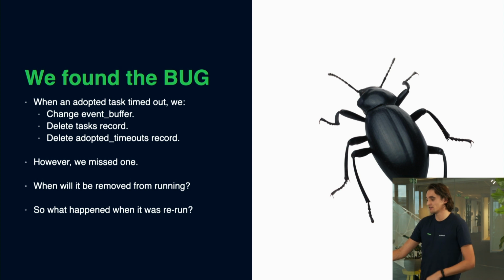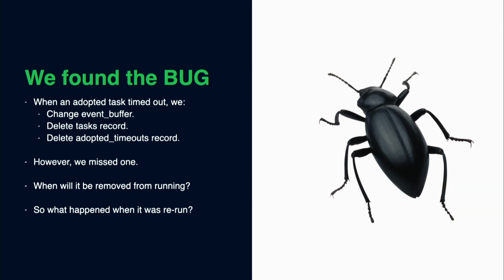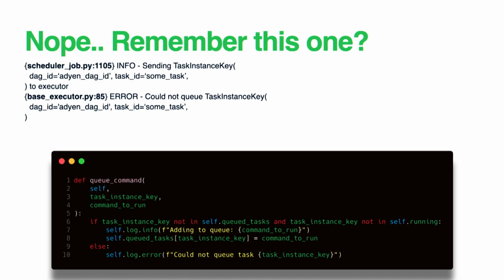Because we changed the event buffer, we deleted the task record, we deleted the adopted time record, but we missed the running record. So was the job still running or not? Well, obviously it wasn't running, because otherwise it would have been updated by that time. So what happened when a task would be rerun with the scheduler? That's when we got this error. Because every time this adopted task would be tried to be scheduled again, it would still be in running, and thereby would again get this error for could not queue task.